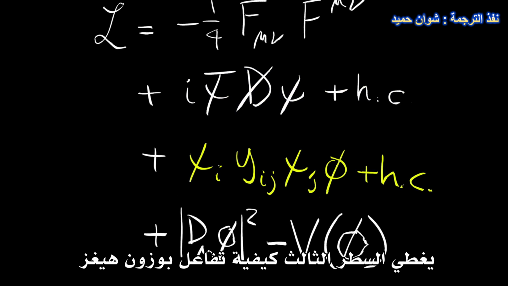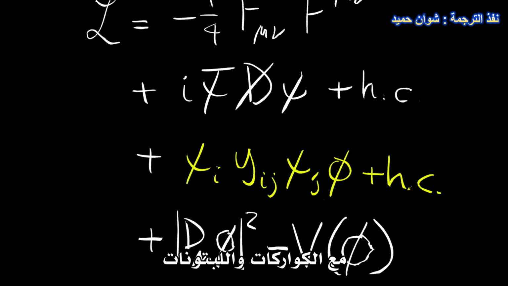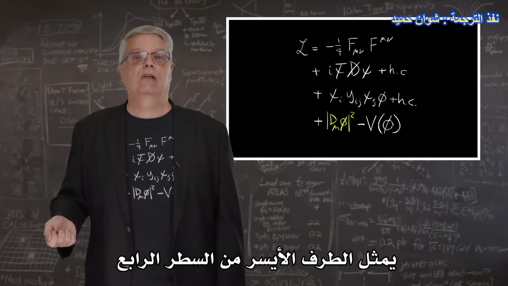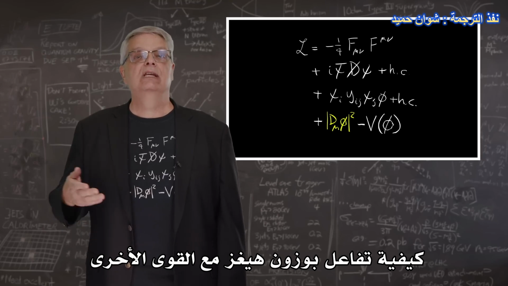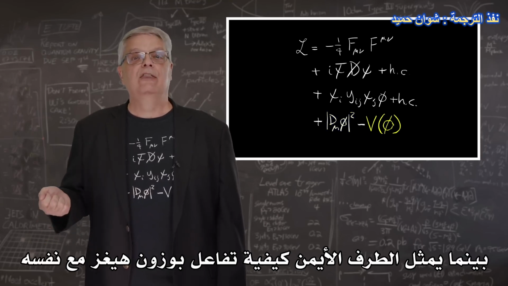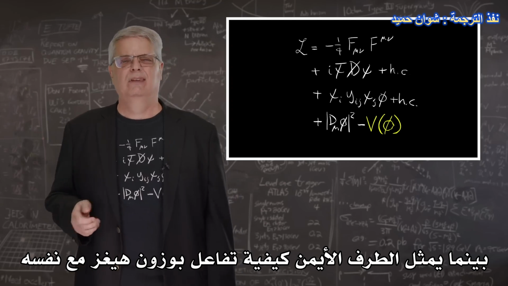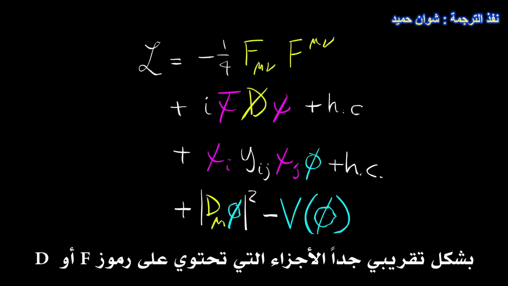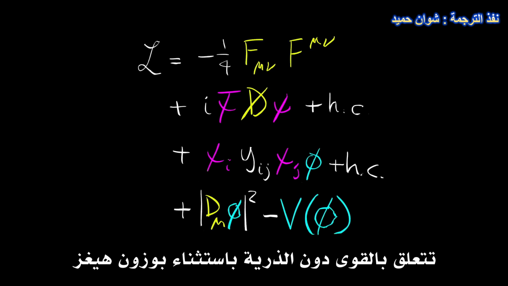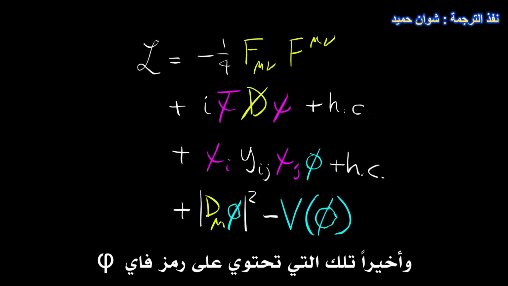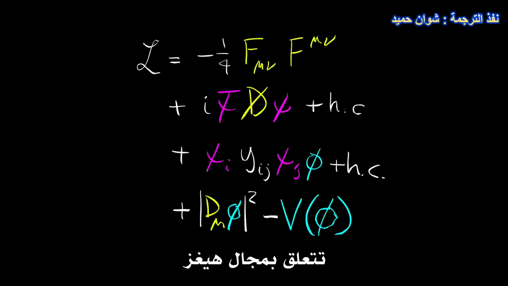The third line covers how the Higgs boson interacts with quarks and leptons. The left-hand side of the fourth line represents how the Higgs interacts with the other forces, and the right-hand side represents how the Higgs interacts with itself. Very, very roughly, bits with an F or D involve the subatomic forces except for the Higgs. Those with a psi include quarks and leptons, and finally, ones with a phi involve the Higgs field.